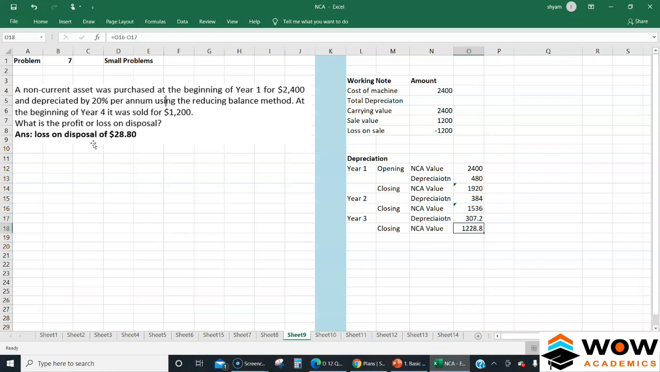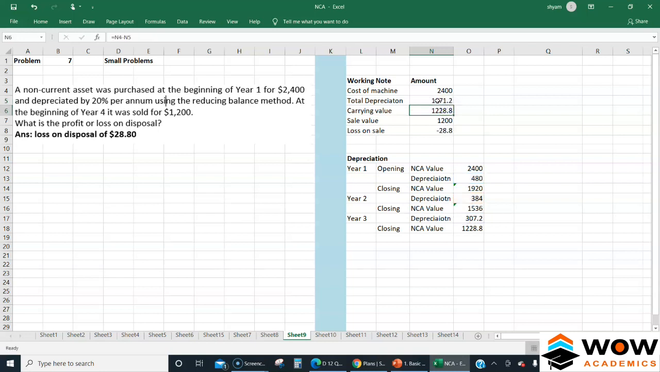See, it was sold at the beginning of year 4. Beginning of year 4 and ending of year 3 are the same. Okay, so he just wants to confuse you, that's why he has given it like that. We want to have the total depreciation. See, total depreciation, if you take this number, there's one depreciation here, another depreciation here, and one more depreciation here. Okay, so this is the total depreciation.